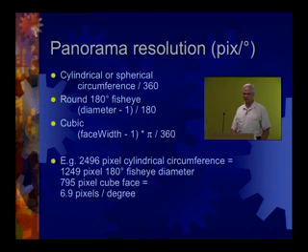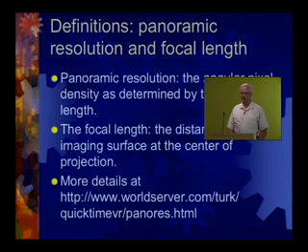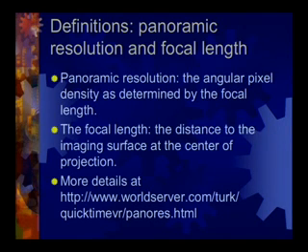Now you might say, well, there's going to be a higher pixel density in different parts of the image. But what this is actually measuring is the minimum pixel density as determined by the focal length. And so we'll make some definitions over here. That panoramic resolution will be the angular pixel density as determined by the focal length.